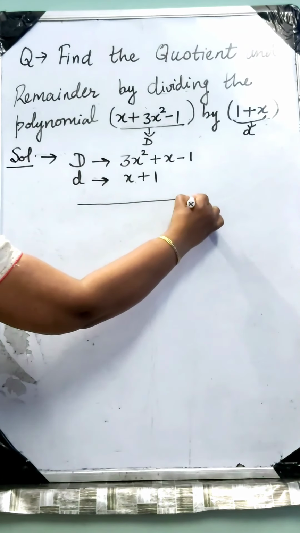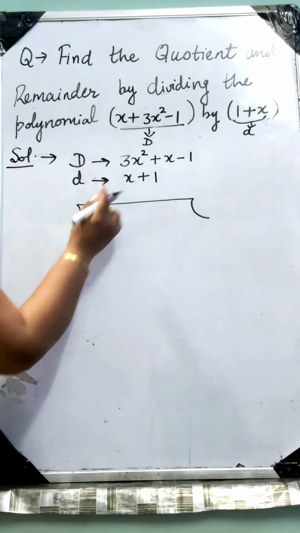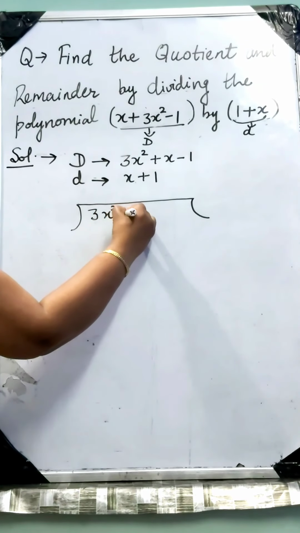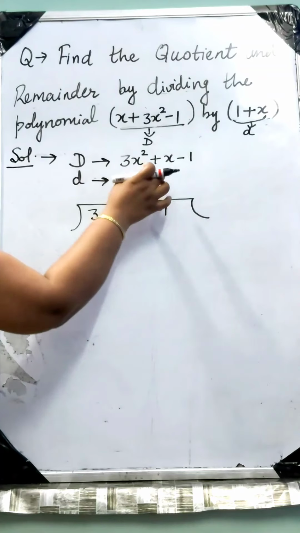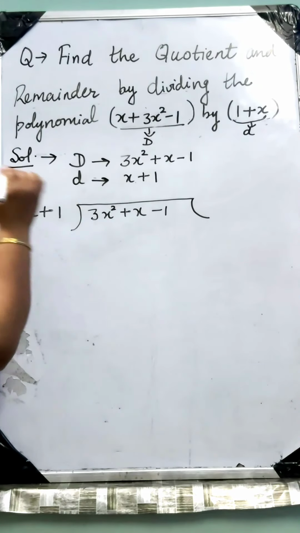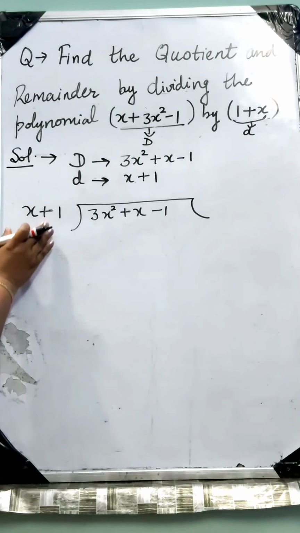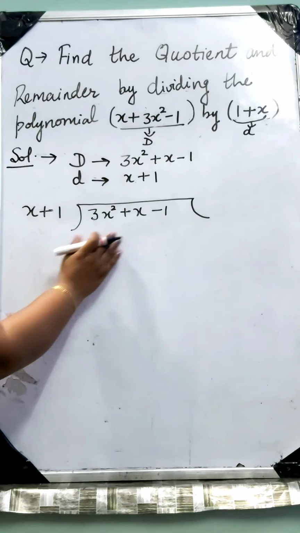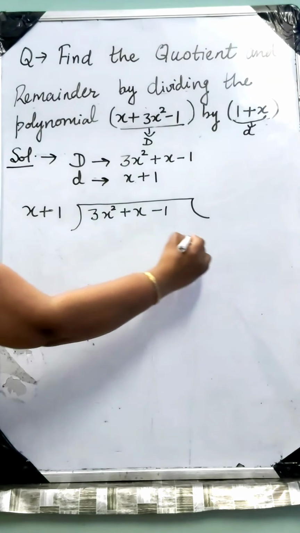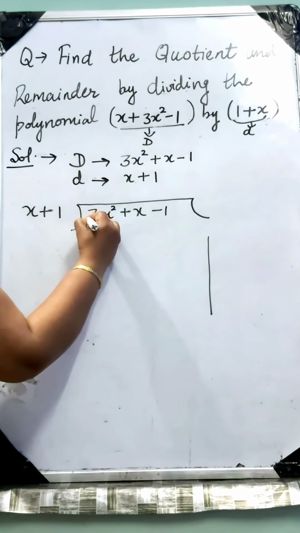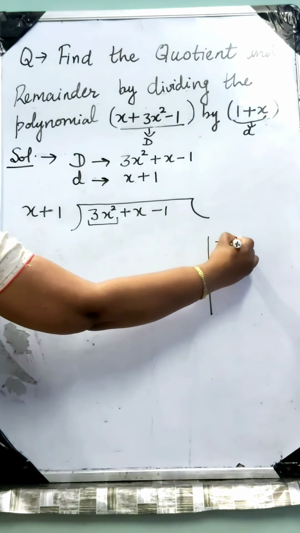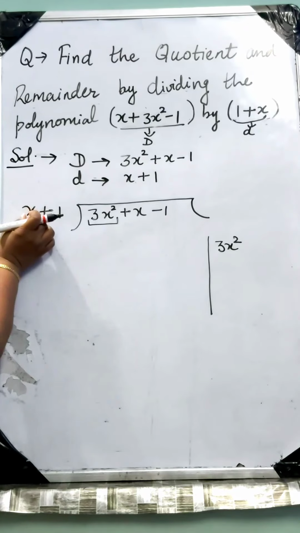Write the dividend under the division sign and the divisor outside this division sign. After this, you have to find the first term of the quotient. To find the first term of the quotient, we will divide the first term of the dividend by the first term of the divisor.